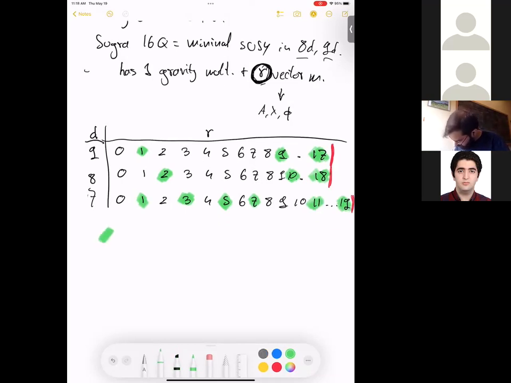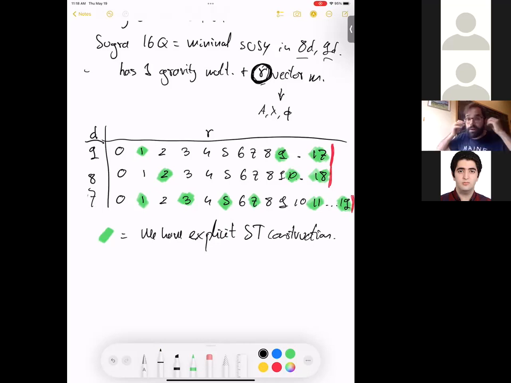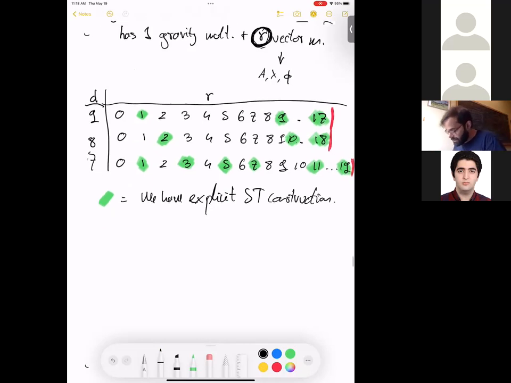Okay, so green means we have an explicit string construction, meaning we can find the string theory compactification that in the low energies gives this kind of thing.